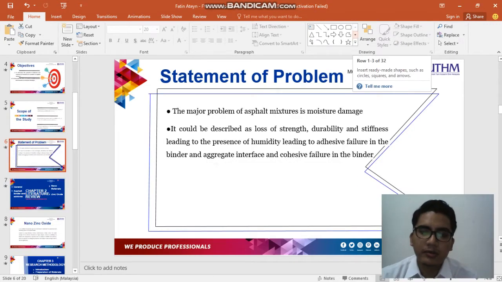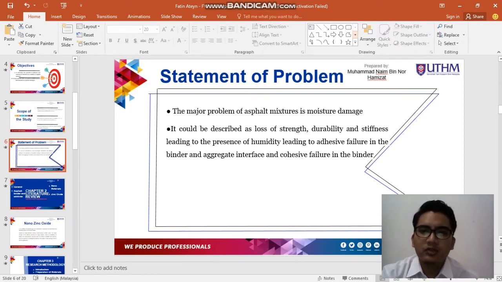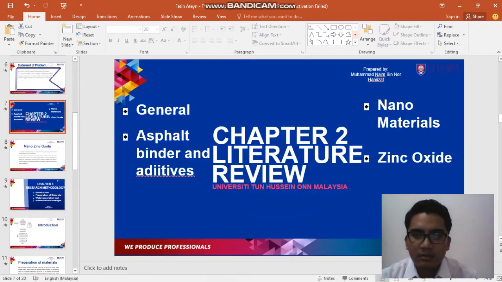The statement of the problem is that the major problem of asphalt mixture is moisture damage in the presence of water. Secondly, it could be described as loss of strength, durability, and stiffness due to the presence of water, leading to adhesive failure at the binder and aggregate interface, and cohesive failure in the binder.